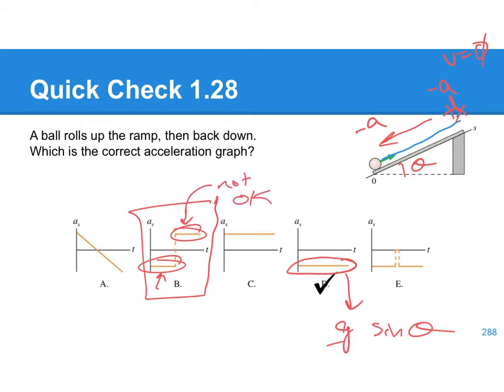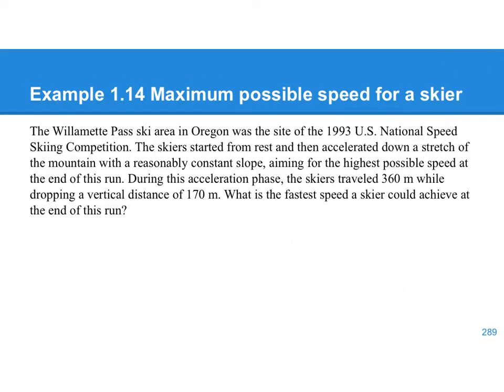All right, awesome. Here's an example problem. The Willamette Ski Pass area in Oregon was the site of the '93 National Speed Skiing Competition. The skiers started from rest and then accelerated down a stretch of the mountain with a reasonably constant slope. Now that's important because otherwise we can't set up a good triangle. Aiming for the highest speed possible at the end of the run, during the acceleration phase, the skiers traveled 360 meters while dropping a vertical distance of 170 meters. What is the fastest speed a skier could achieve at the end of this run?